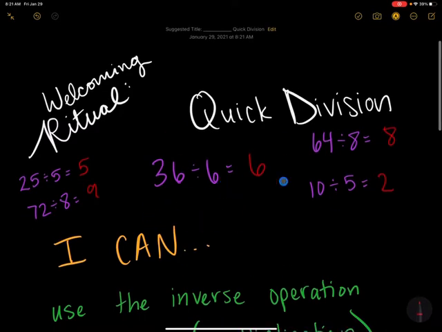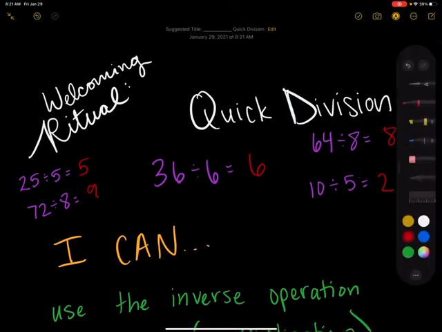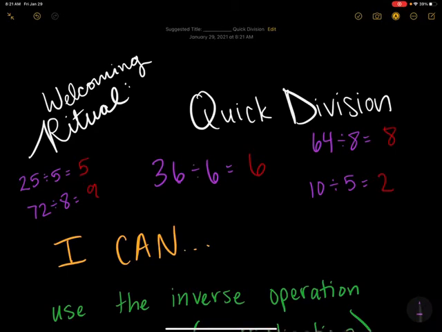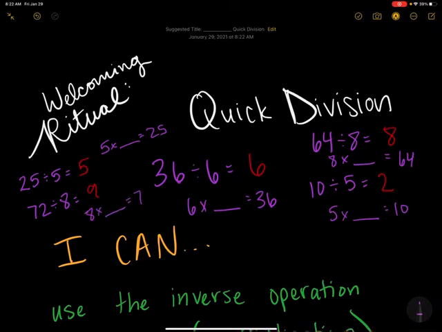Now, I have to tell you guys a secret. Another way of looking at these was to ask yourself the question, 6 times what equals 36? 8 times what equals 64? 5 times what equals 10? 5 times what equals 25? And 8 times what equals 72?